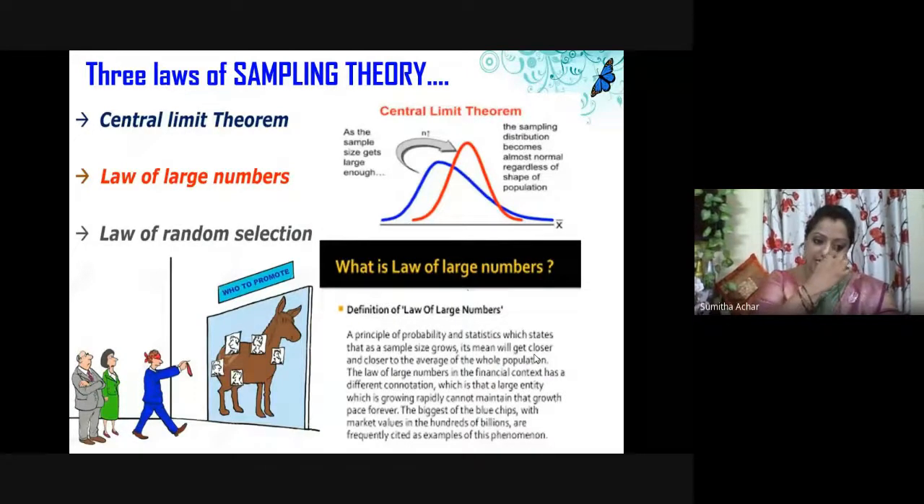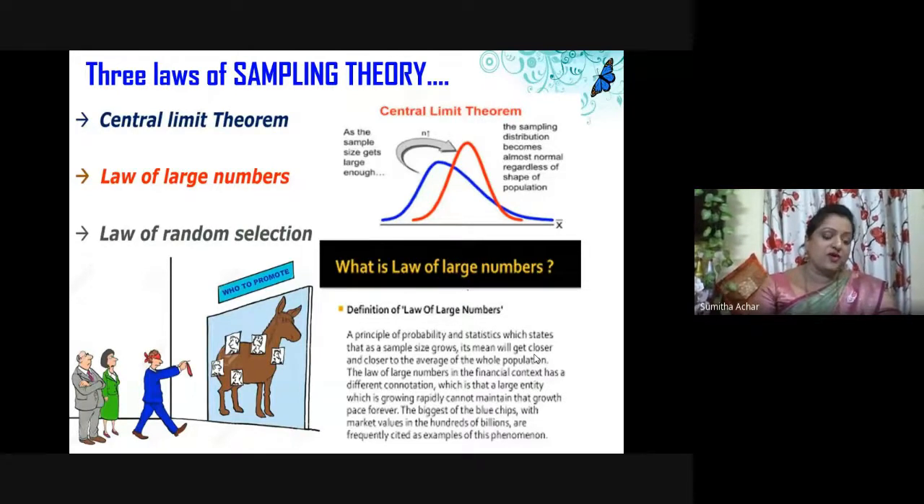The second one is the law of large numbers. Now, what is the law of large numbers? The principle says that as and when you increase the size of the sample, the accuracy of the sample increases, right? That is, the larger the sample, the more accurate your analysis. So that is the law of large numbers in simple terms. The theoretical concept is different, but I'm telling you the layman's understanding of it. Then the law of random selection.